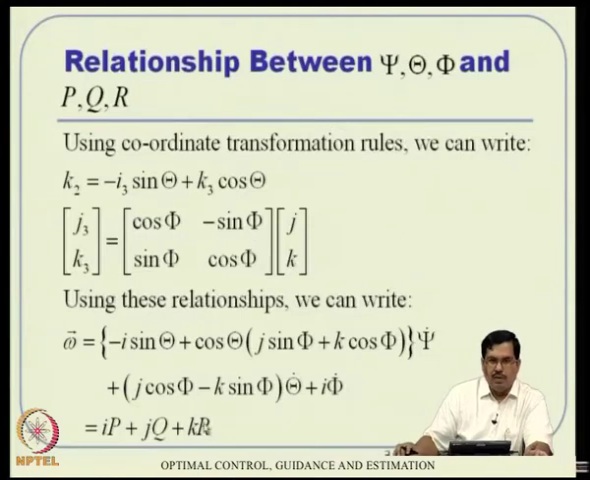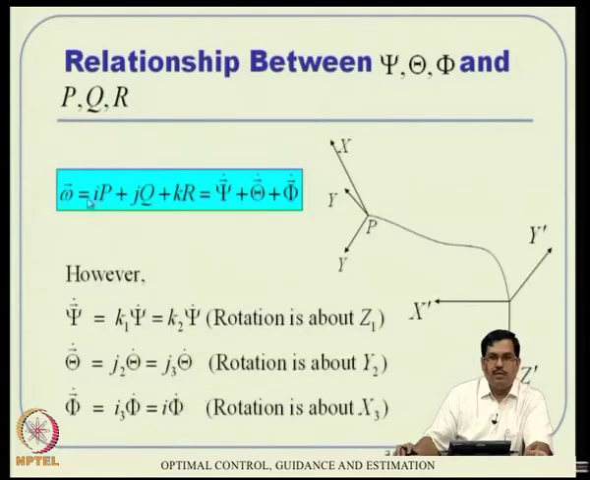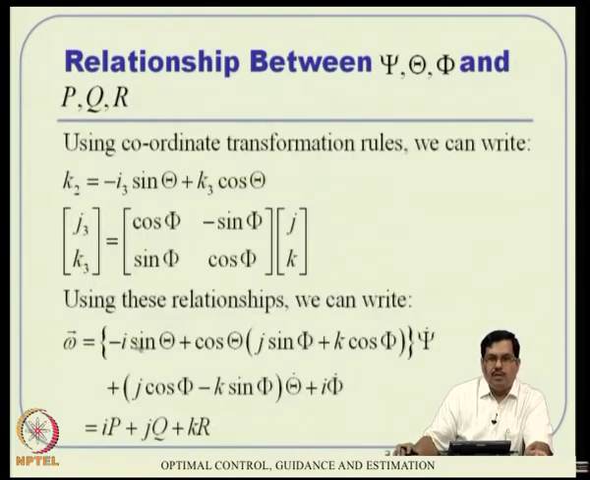So, I put them together, and then that is ultimately equal to i times p plus j times q plus k times r. Now, that is where we started actually. I started with all these and tried to write them all in terms of the body coordinate frame, with phi dot, theta dot, psi dot, and that is equal to i times p plus j times q plus k times r.